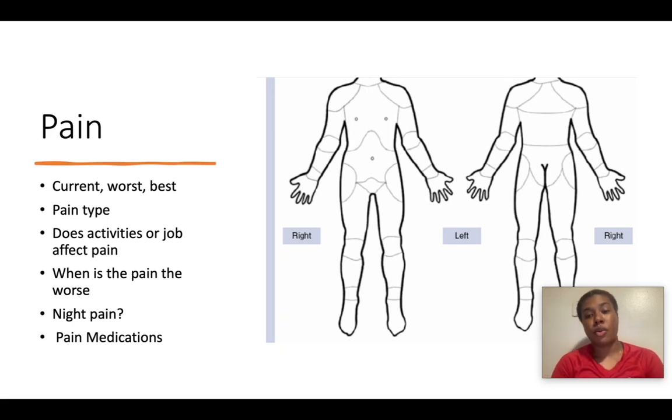We also want to know, when is the pain worse? So is it worse in the morning, evening, afternoon, or nighttime? And if they are experiencing night pain, we also want to note that, because that is another red flag that something else could be going on. We also want to know what pain medications they are taking, if they are taking any.